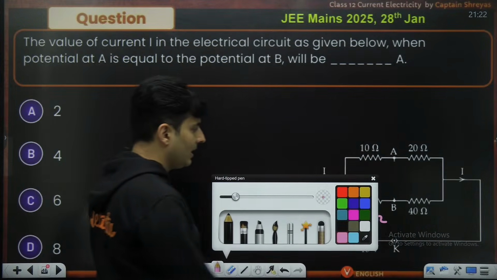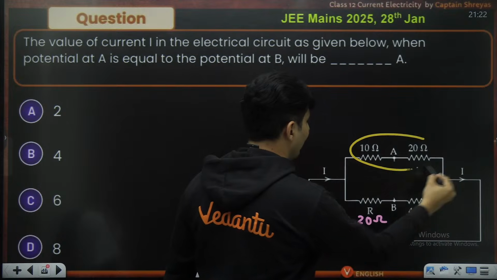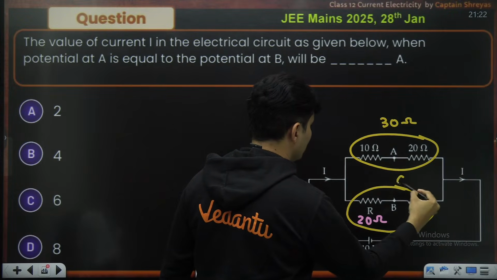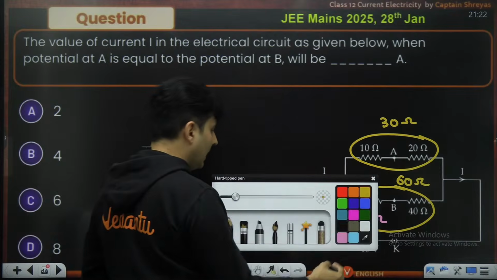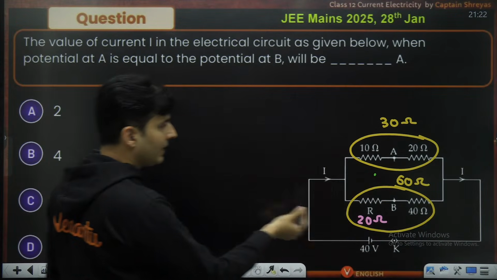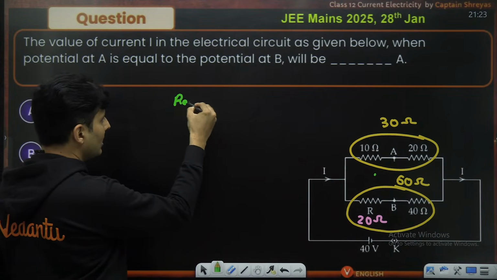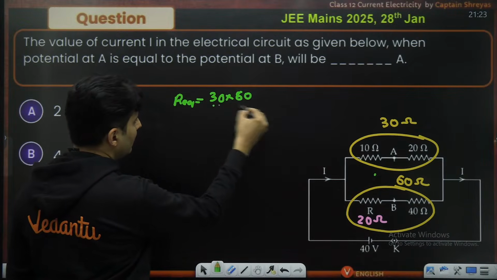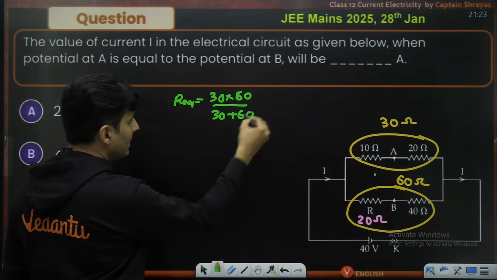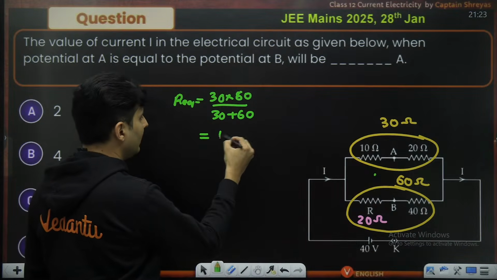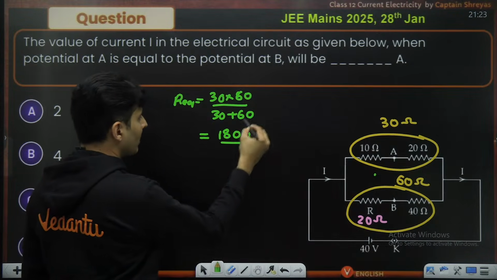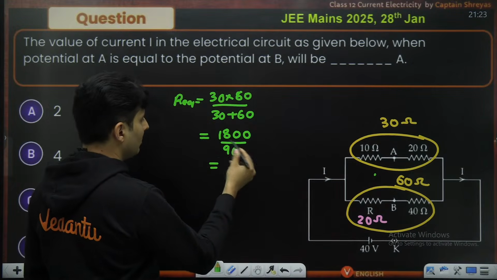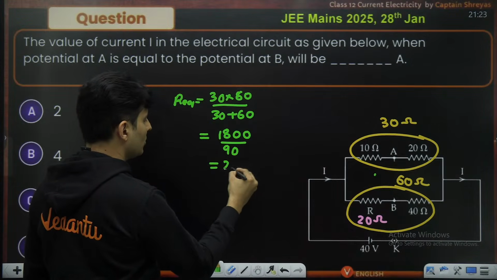Now it is solvable. As you can see, these two are in series, so 30 ohms. These two are in series, so 60 ohms. Their entire thing is in parallel, so I can find the equivalent resistance. So 30 multiplied by 60 divided by 30 plus 60, so 3 6 are 18, so 1800. 30 plus 60, it is 90. 0 cancels. 180 by 90, 18 by 9 is 2, so 20.